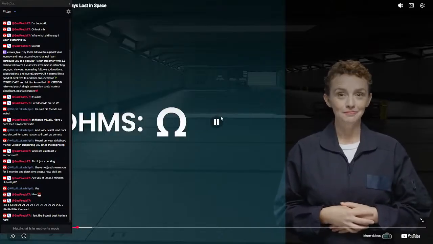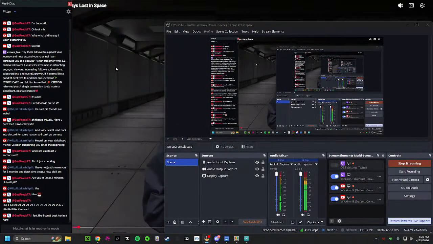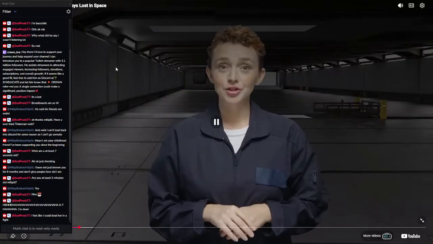The amount of resistance is measured in units called ohms, symbolized by the Greek letter omega. The higher the ohm value, the more it resists the current.